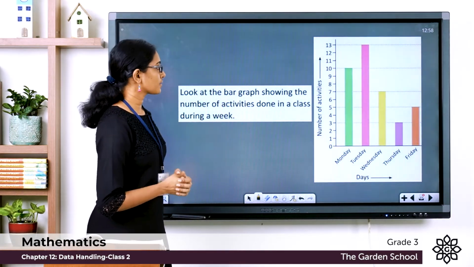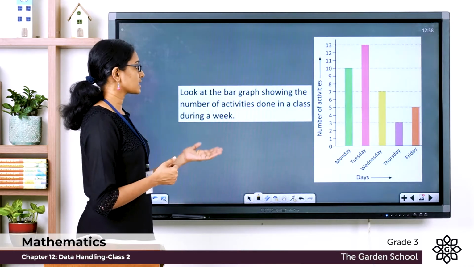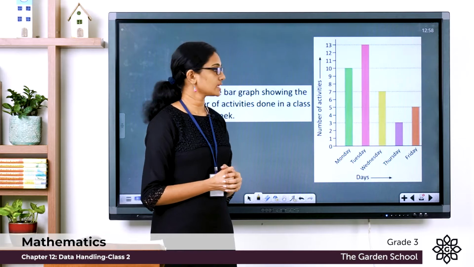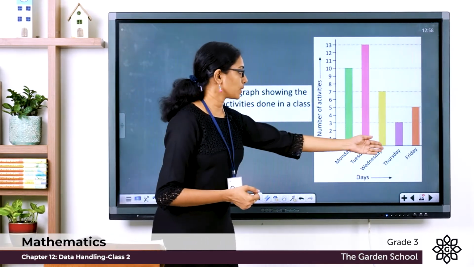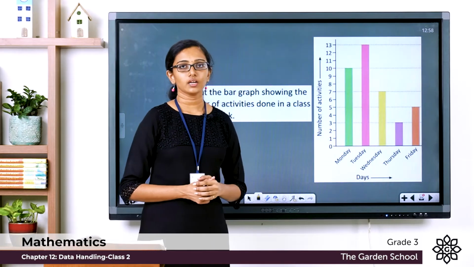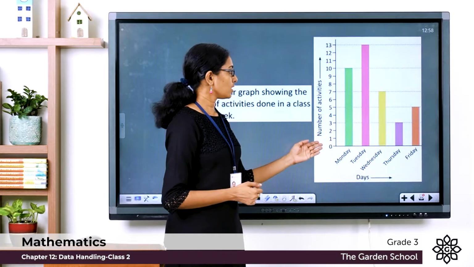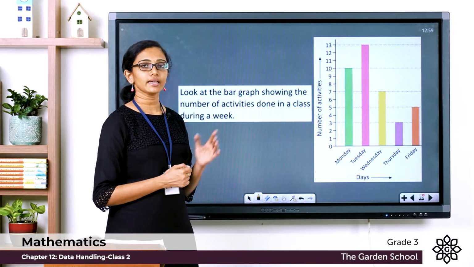Here you can see a bar graph. Look at the graph showing the number of activities done in a class during a week. So here in this bar graph, what data is depicted? The number of activities done by children in a class in a week. On the horizontal line, you can see the labels corresponding to each working day. Now on the vertical line, you can see the number of activities done by the children.